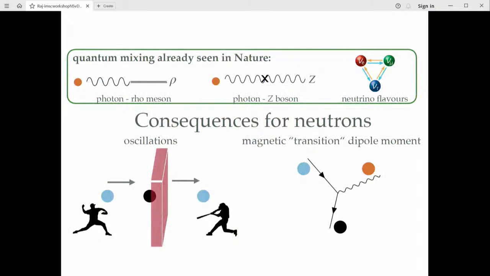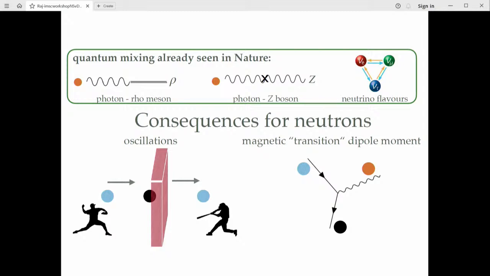Okay, quantum mixing is not really new. We all know this. We've seen many examples in nature. Famously, the photon mixes with the rho meson, so sometimes we are seeing literally with the rho meson. At high energies, close to electroweak energies, the photon mixes with the Z boson, which is what helped us discover the Z boson in the first place. And there's a lot of buzz these days about neutrinos, neutrino flavors mix among each other, and lead to spectacular phenomena like neutrino oscillations, which is what helped us know that neutrinos have mass, right?